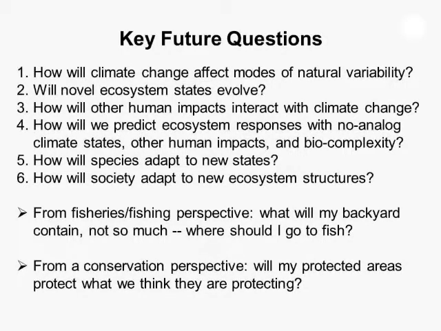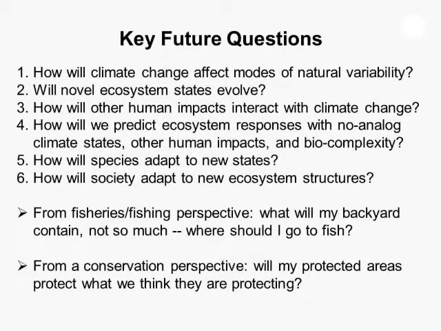Okay, in terms of future questions, where's the science going in the future? We really need to know how climate change is going to affect the modes of natural variability we see in the system. That's a huge question. Are things going to get to be more El Niño-y, or more positive phases of the PDO? Will novel ecosystem states evolve? In other words, a warm state where you're still getting more upwelling.